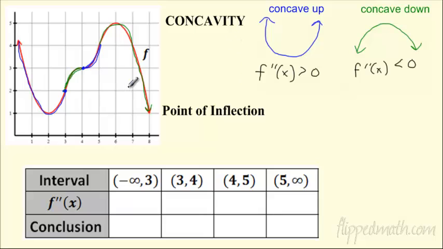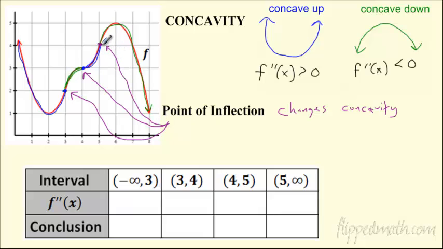When it changes concavity, that's what a point of inflection is. This is the point where it changes concavity. So if it changes concavity, you can see a point of inflection right here. See how it goes from concave down to concave up? It even happens right here, doesn't it? And there's one other one right there. So this case has 3 points of inflection. Boom, boom, and boom.